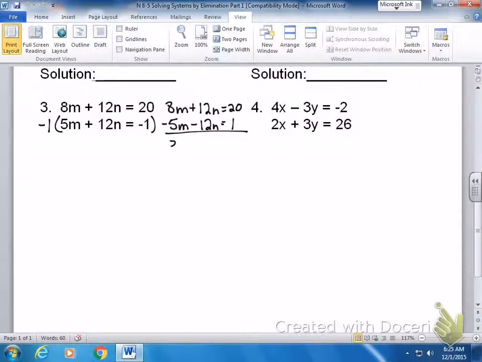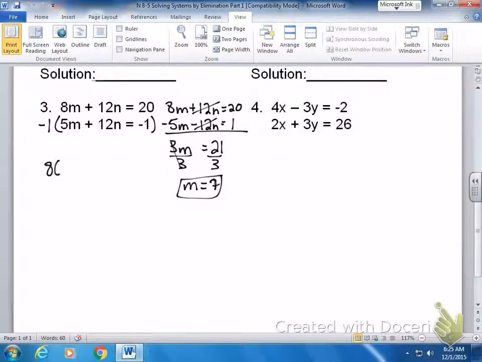8m minus 5m gives me 3m. 12n minus 12n is 0. 20 plus 1 is 21. I divide both sides by 3, and I get m equals 7. So there's one of our variables. Now let's go back and plug m equals 7 into either equation. Now let's plug it into the top one.